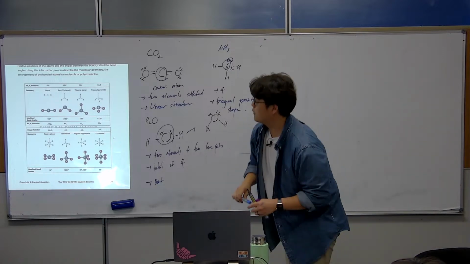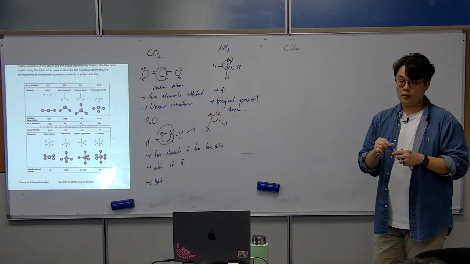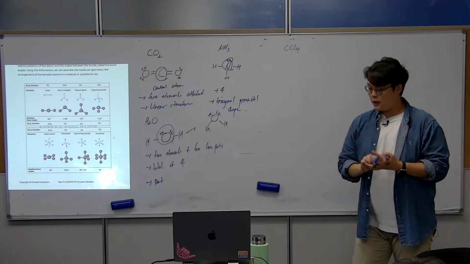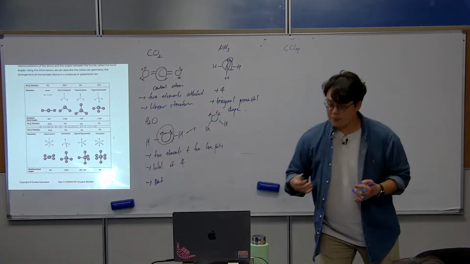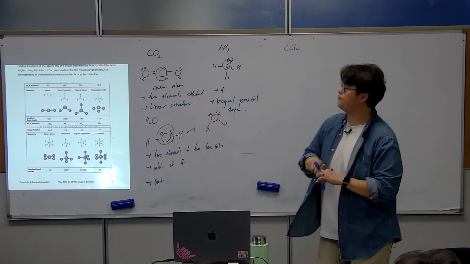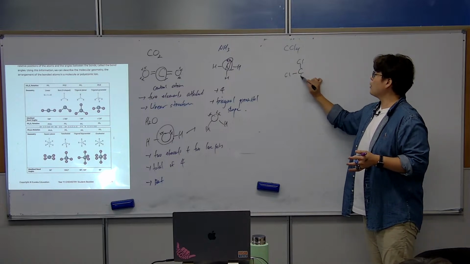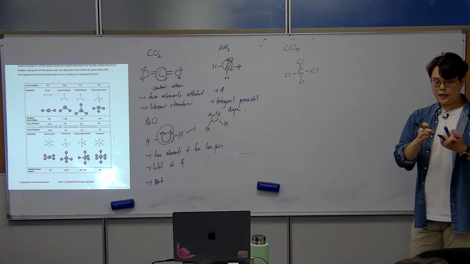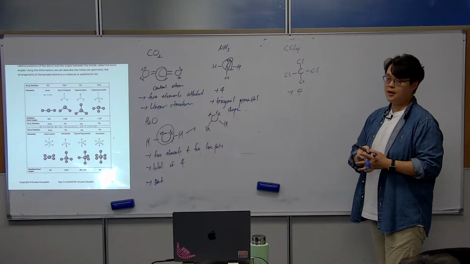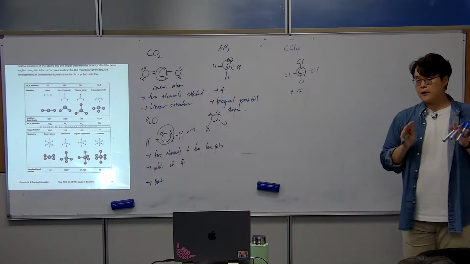Let's do more. What about CCl4, carbon tetrachloride? Okay, let's draw a structure of this. This is why you need to master the Lewis structures. Carbon is in the center, with the 4 chlorines attached. Now, how many are attached? There are 4 attached to the central atom. Now, what's the fundamental shape of 4?